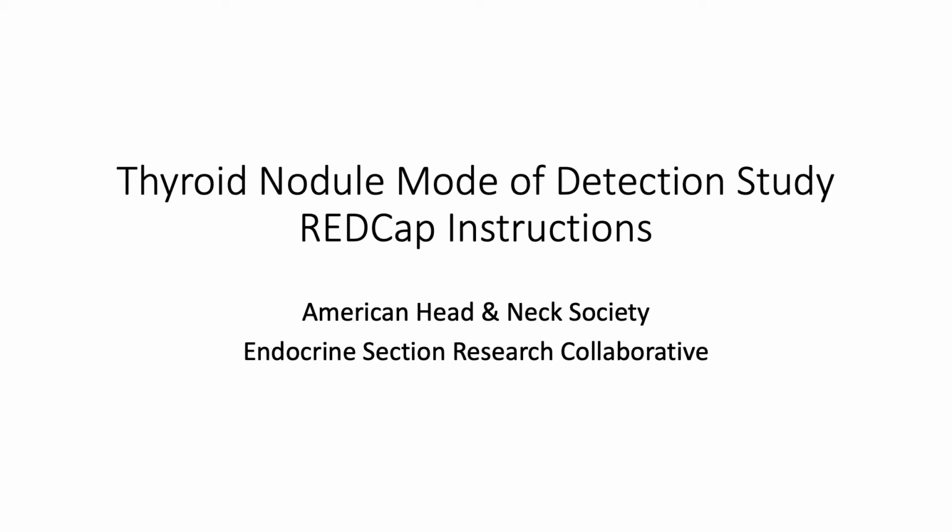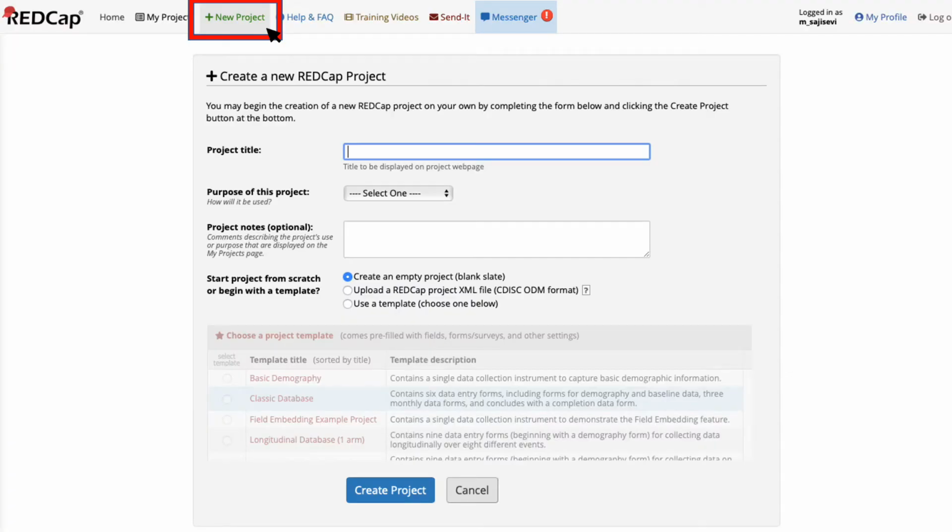This presentation will review how to create your REDCap data collection tool for the thyroid nodule mode of detection study as part of the American Head and Neck Society Endocrine Section Research Collaborative. First, you will sign into your institution's REDCap page and then select New Project at the top of the screen.